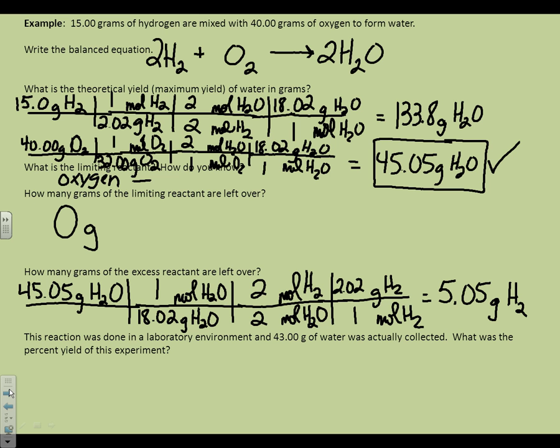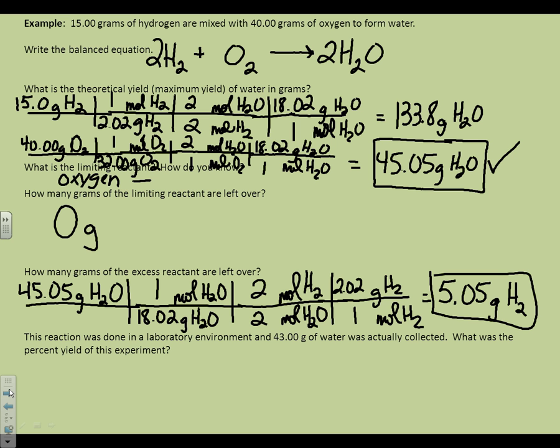Now, what does that tell us? Is 5.05 how much we used, or how much we have left over? I'm assuming that because we used up all of the oxygen and produced that 45 grams of water, that would be how much we have left over. I thought it was how much we used. Yeah, that's right, I would use 5.05.